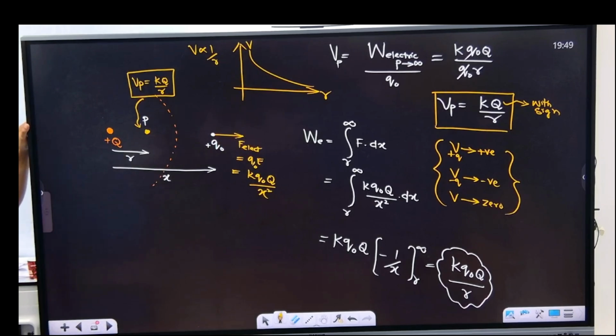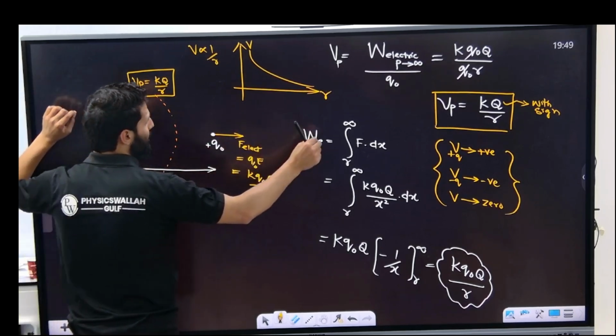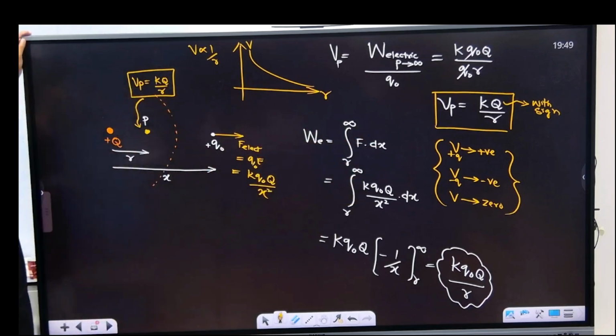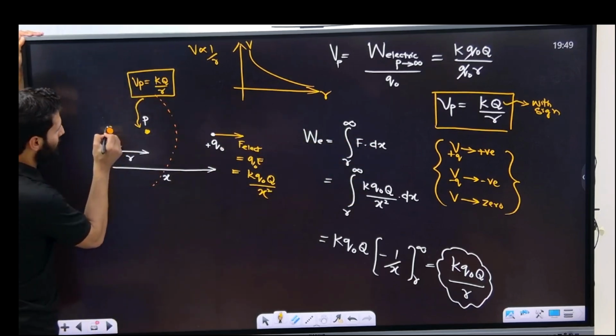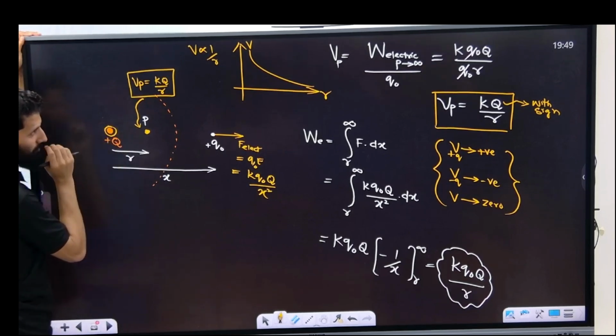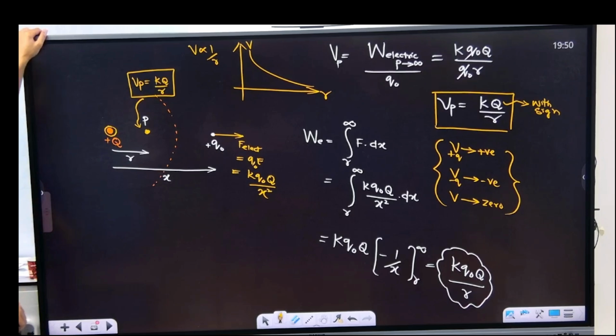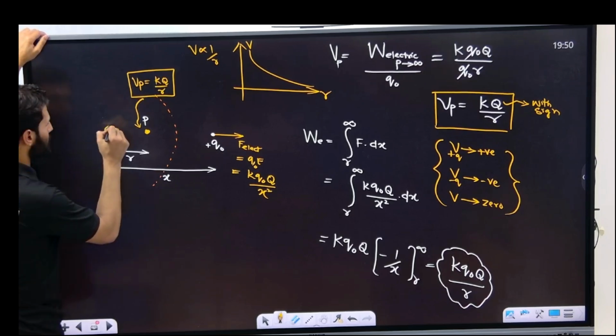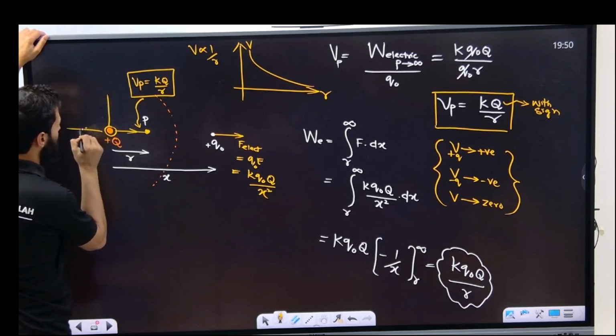If I go away from this positive charge, the potential will continuously decrease. Do you understand? Did you understand this whole thing? Did you write the whole thing? This is a positive charge. The field will be radiated outwards.